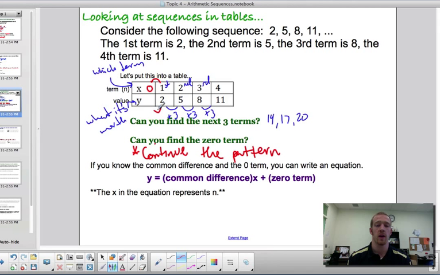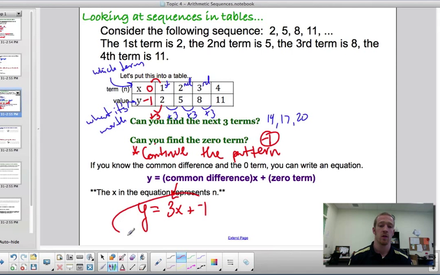So if I continue this pattern backwards, what would I have to add 3 to get 2? Well, this would have to be a negative 1, because negative 1 plus 3 is 2. So you're just following the pattern backwards. So the 0 term here is a negative 1. If you know the common difference and the 0 term, you can write the equation. That's all you got to do. So if we want to write the equation for this, it'd be y equals 3x, common difference or common change. Remember, this is our slope now, so slope is rate of change. That's why I like common change instead of common difference. And then minus 1 or plus a negative 1.